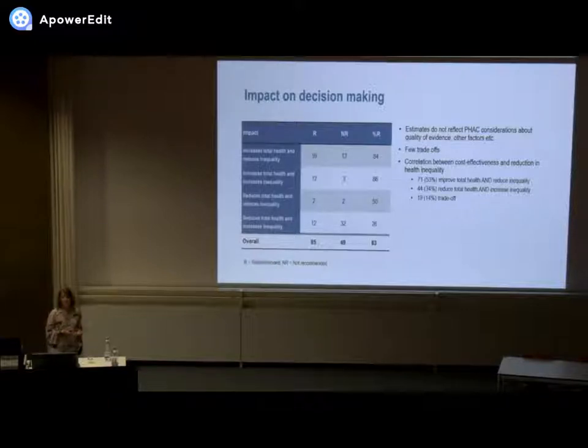But we identified that there was very few interventions in the trade-off quadrants. There was quite a lot of correlation between cost effectiveness and impact on health inequality. So we weren't able to actually make much judgment from this small sample size about how far inequality or assessments of inequality might be impacting on NICE recommendations in as far as the inequality impact matches our estimates here.